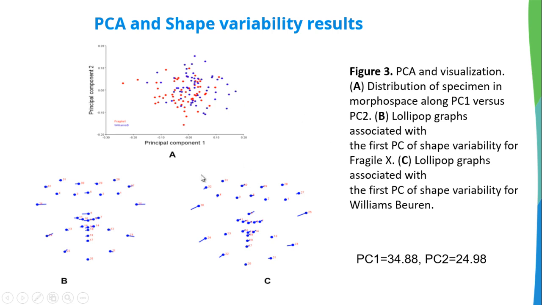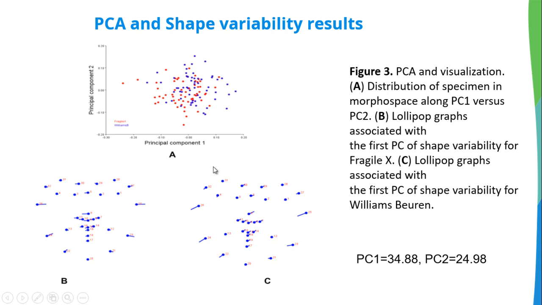Likewise, we have lollipop graphs. These are lollipop graphs associated with the first PC of the shape variability for Fragile X. This is for this one, and the lollipop graph associated with the first PC of shape variability for the Williams-Beuren. So don't forget our PC1. We got 34.88, then remember, PC2 we got 24.98 during our GPA, our generalized Procrustes analysis, before we did our PC computation. So put this in your report now.